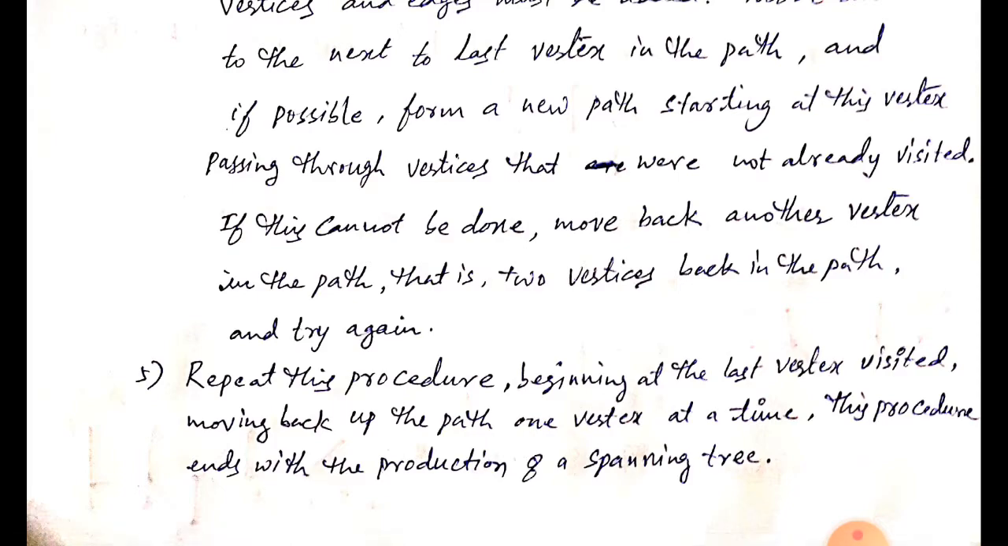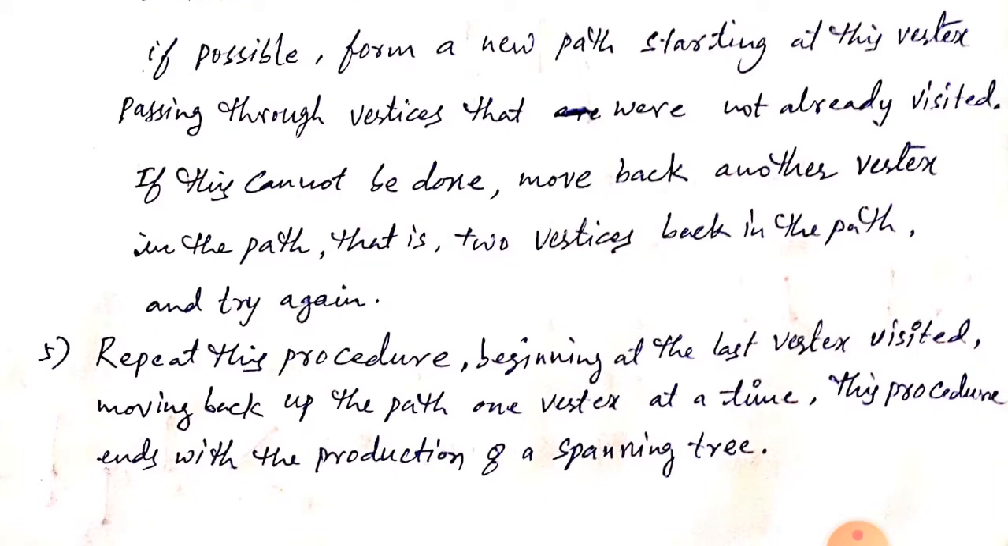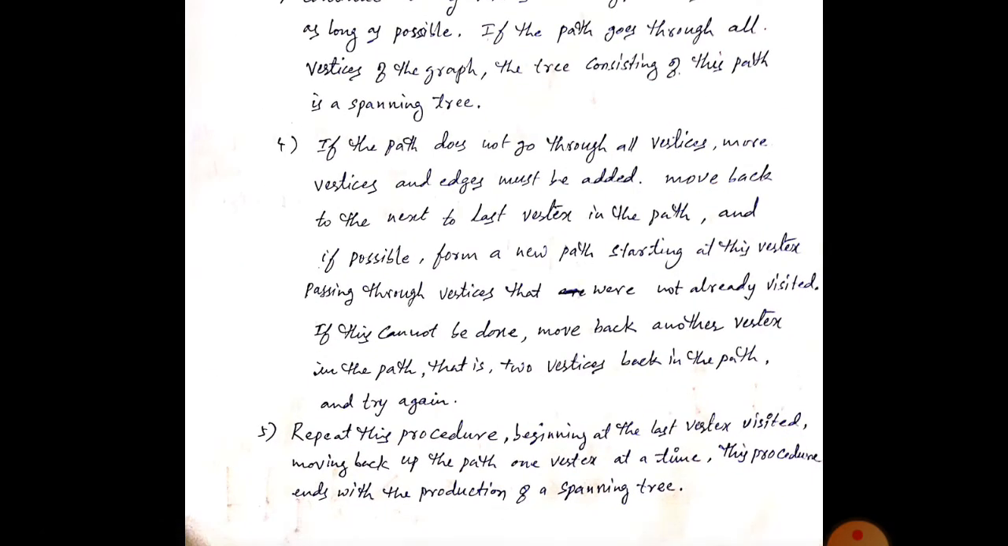So we will repeat this procedure beginning at the last vertex visited, moving back up the path one vertex at a time. So this procedure ends with the production of a spanning tree. Of course we will go backtracking like this, back to where we started, so we will come to that vertex. So that is called the backtracking method. So this is the algorithm for the DFS.